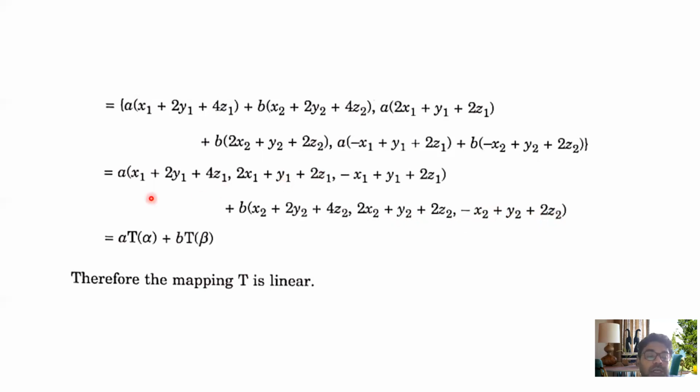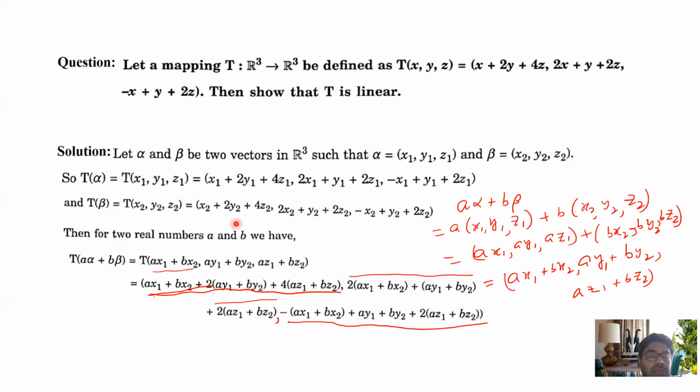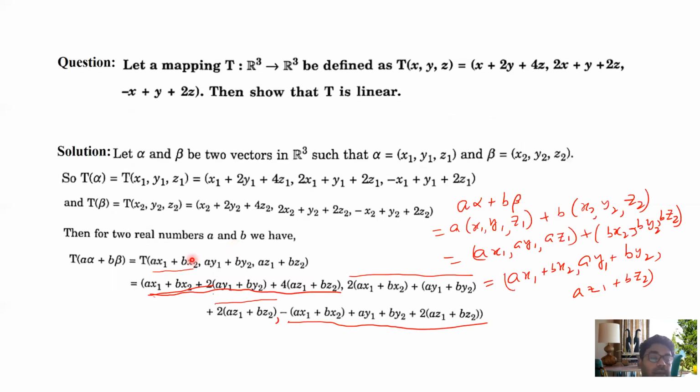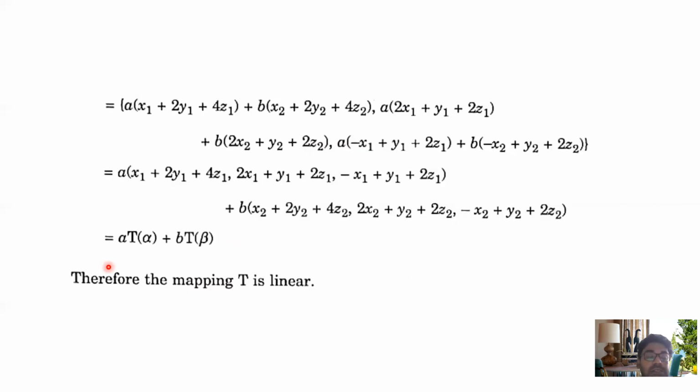So from here it is clear this first portion is nothing but T alpha, and the second part is nothing but T beta. So this portion is T alpha and this portion is T beta. So that means you may write A T alpha plus T beta. So it is clear that the given transformation or mapping satisfies this condition: T of A alpha plus beta is equal to A T alpha plus T beta. So therefore the mapping T is a linear mapping. Clear?